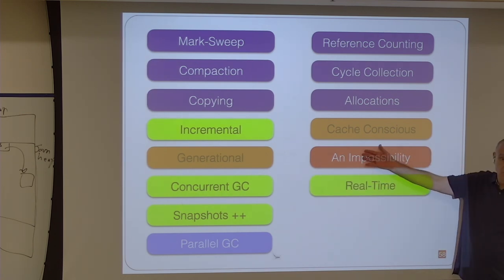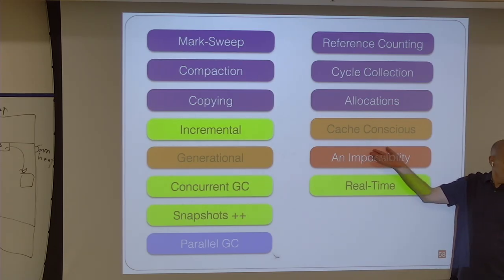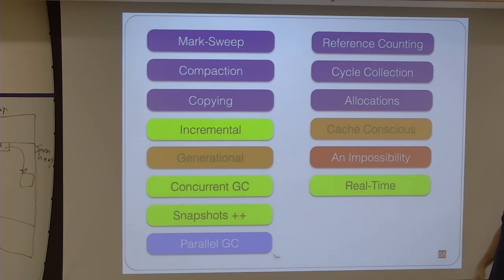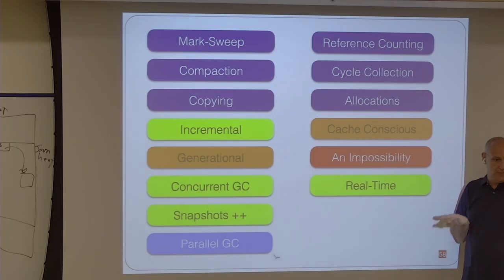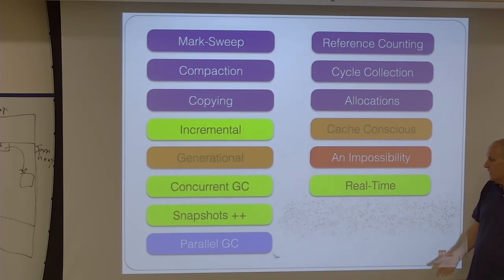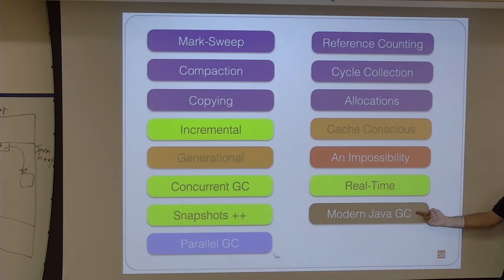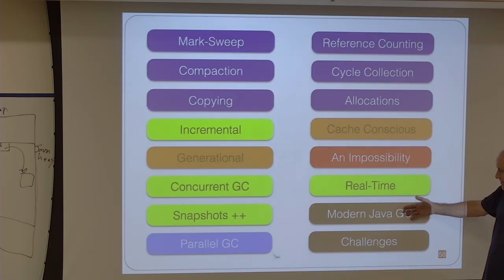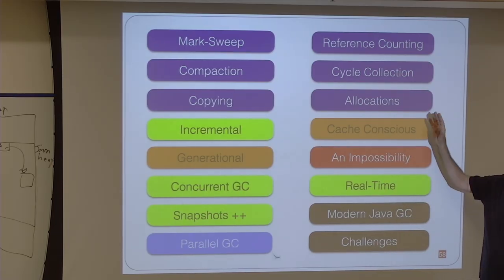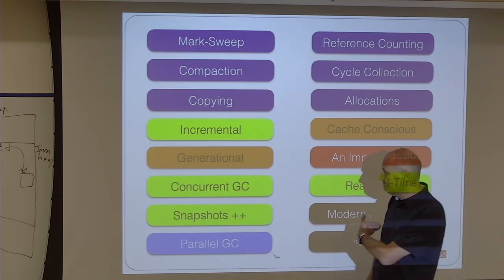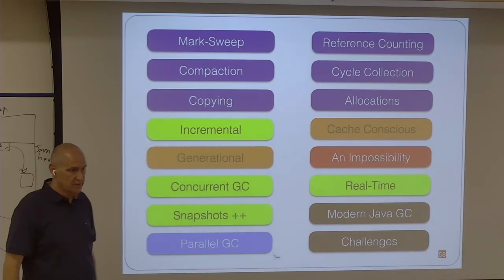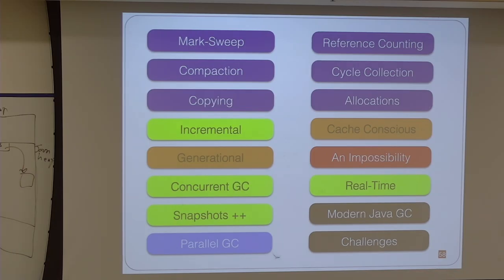Impossibility is like, you cannot do stuff, or you cannot do stuff too well. It's going to be a mathematical proof. Real-time is how we can do memory management if we have real-time requirements. Modern Java GC is what is used today, and maybe in the last talk we'll talk about this. Modern Java GC is built from all the things we'll talk about throughout the course, and then we'll see how they are used today. And challenges, like the last things, will happen if we have enough time. But this is going to happen in the course.